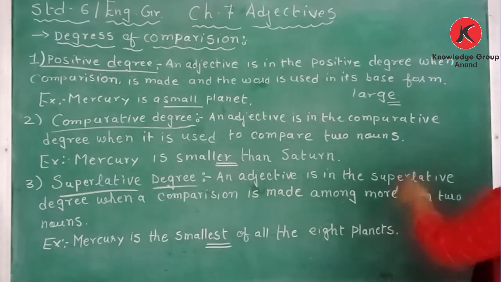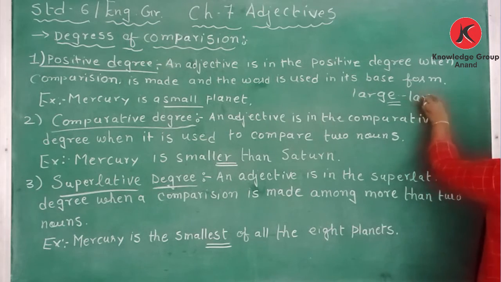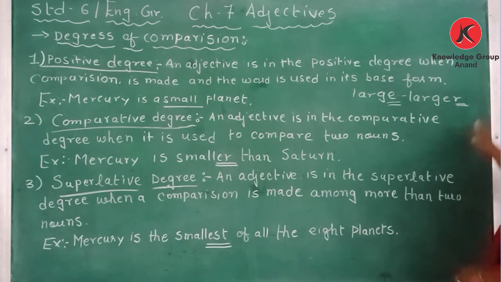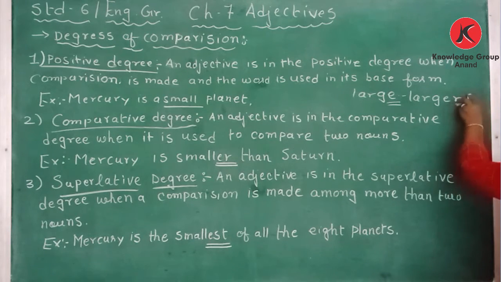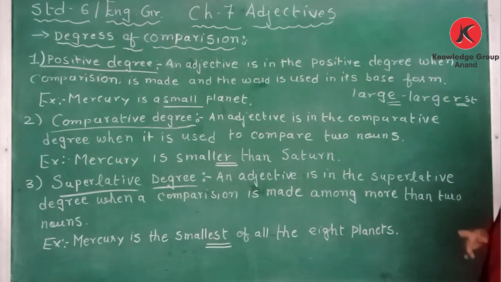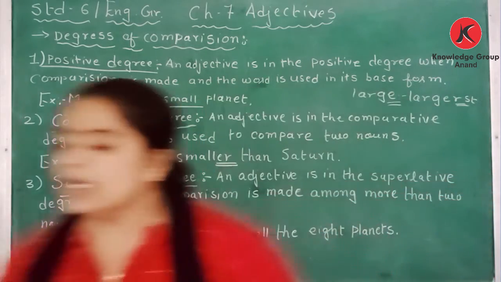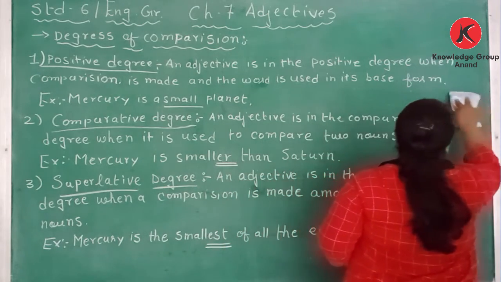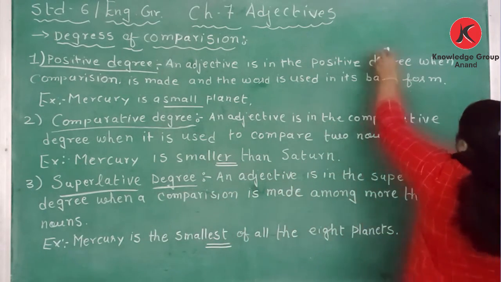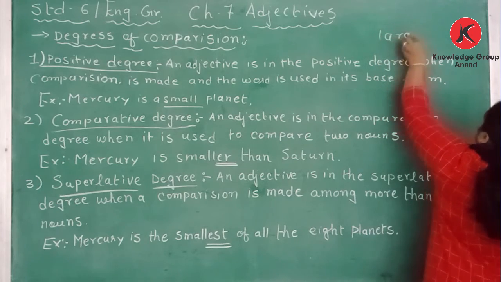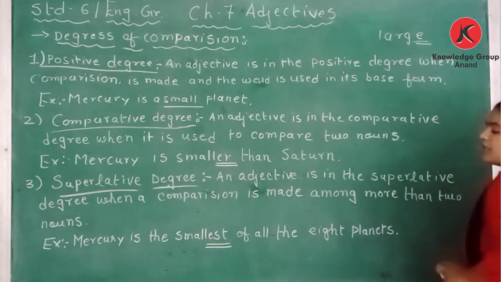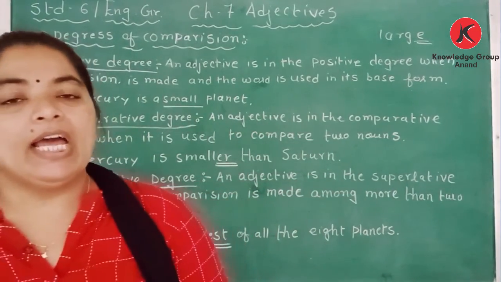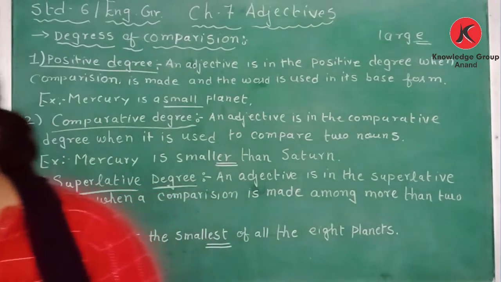Ending in E. So when we change it to comparative, we use larger. So we add only R. And when it is in the superlative degree, we add only ST. So words which are ending with E, here we have taken large. The word is ending with E, so we add only R in the comparative degree, and in the superlative degree we add only ST.